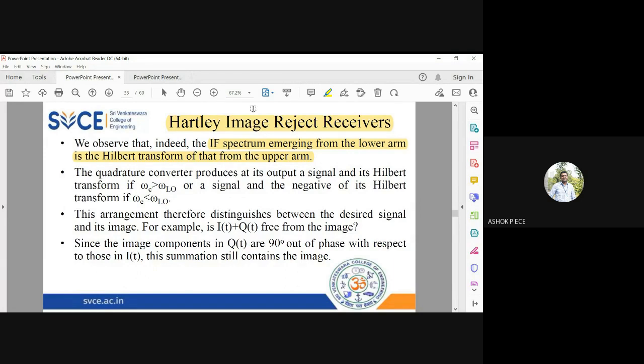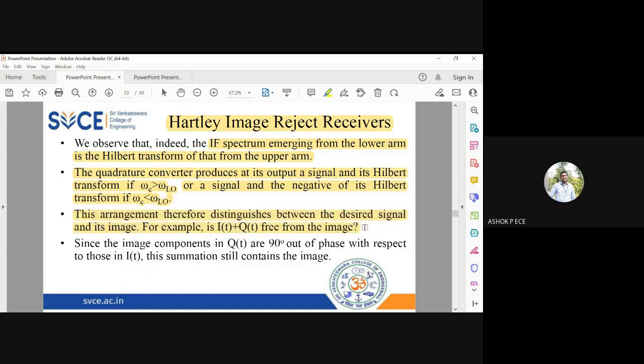So this receiver will produce the output and its Hilbert transform if the cutoff frequency is more than omega L naught, or it will produce the signal and the negative of the Hilbert transform if the cutoff frequency is less than omega L naught. So this is very simple. You get the signal and its Hilbert transform if the cutoff frequency is very high, and the signal and its negative Hilbert transform if the cutoff frequency is very low. And if you add this I of t and Q of t, you will get back your original signal.